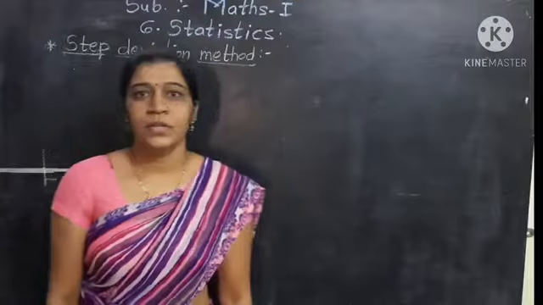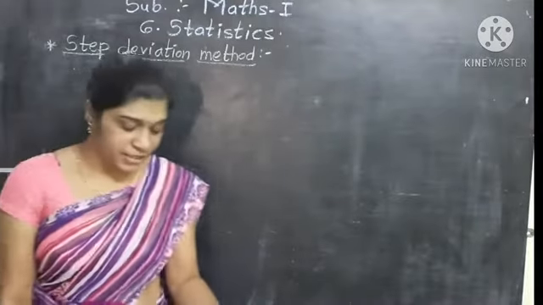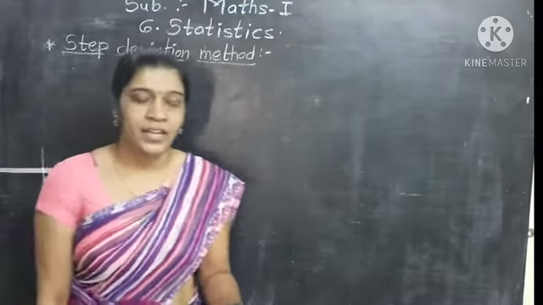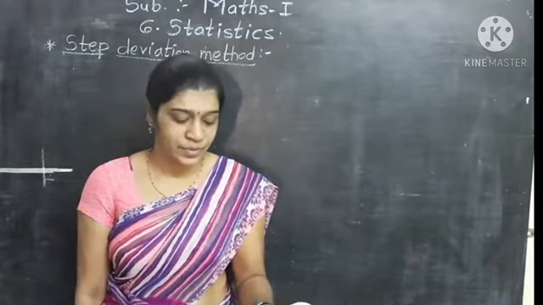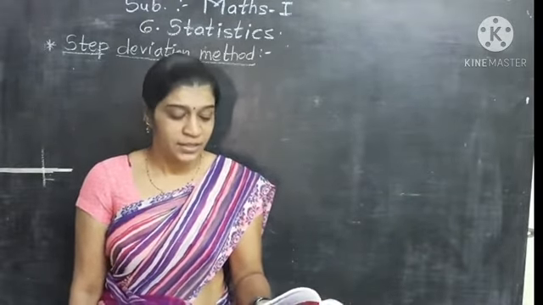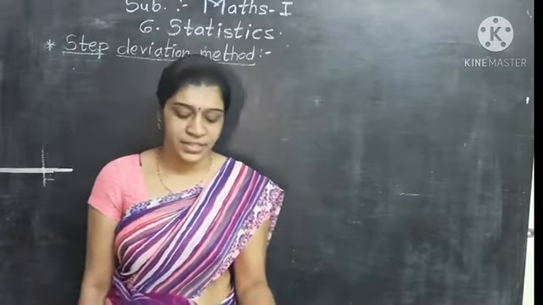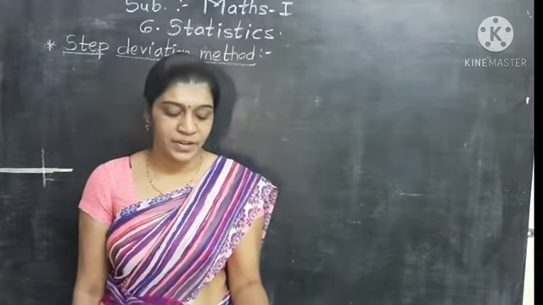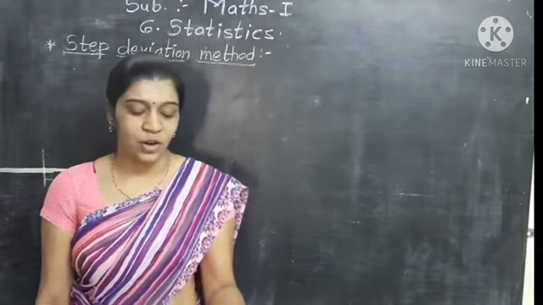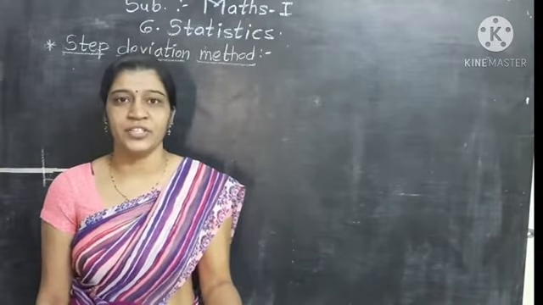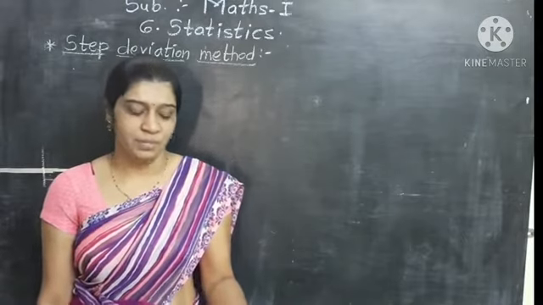So let's start the step deviation method. See page number 135 in your textbook, one question on this we will see. The example is given here: the amount invested in health insurance by 100 families is given in the following frequency table. Find the mean of investment using the step deviation method.